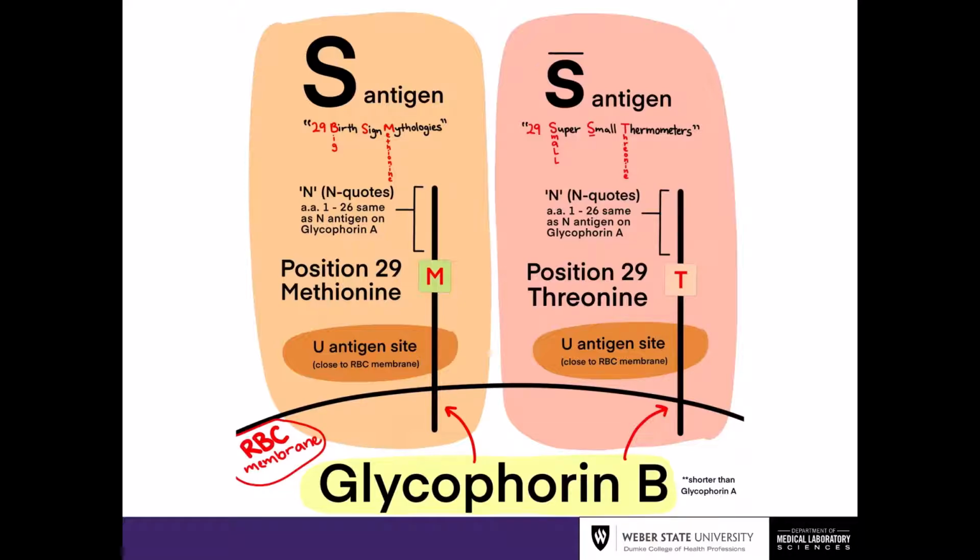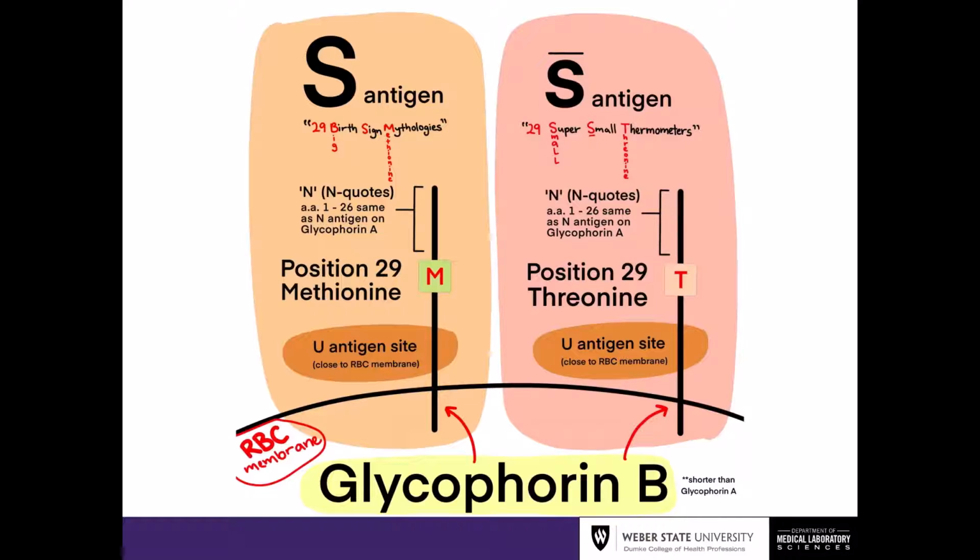For little s, 29 super small thermometers. And say it out loud one time. 29 super small thermometers. Small s and thermometers for threonine on that one. Sorry that these have been a little bit lame, but I hope that they help you.